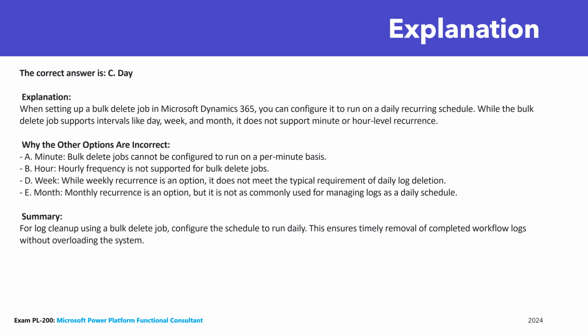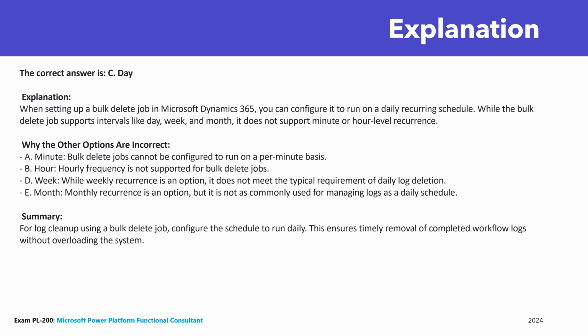The correct answer is C. Explanation: when setting up a bulk delete job in Microsoft Dynamics 365, you can configure it to run on a daily recurring schedule. While the bulk delete job supports intervals like day, week, and month, it does not support minute or hour level recurrence. Why the other options are incorrect.